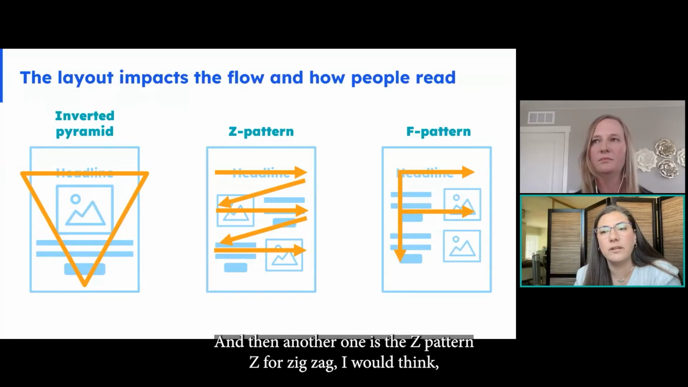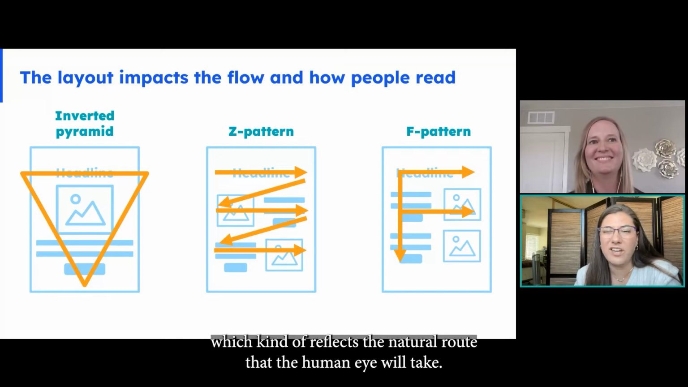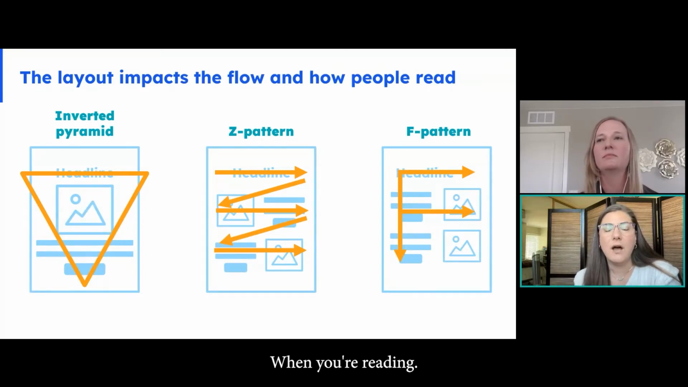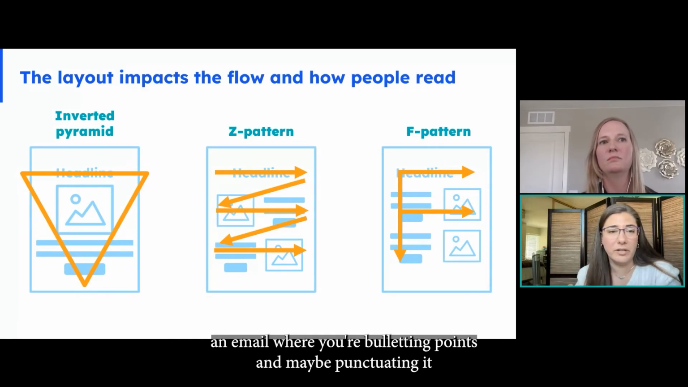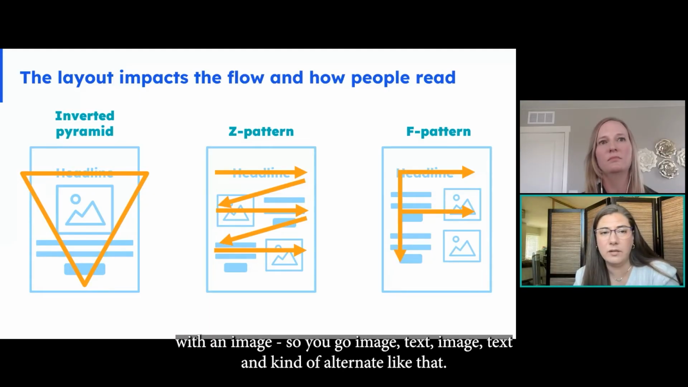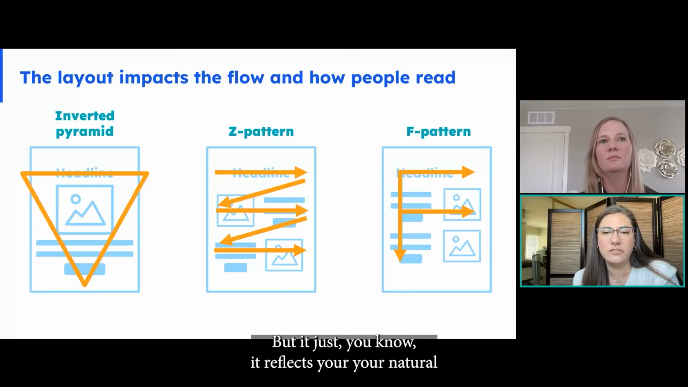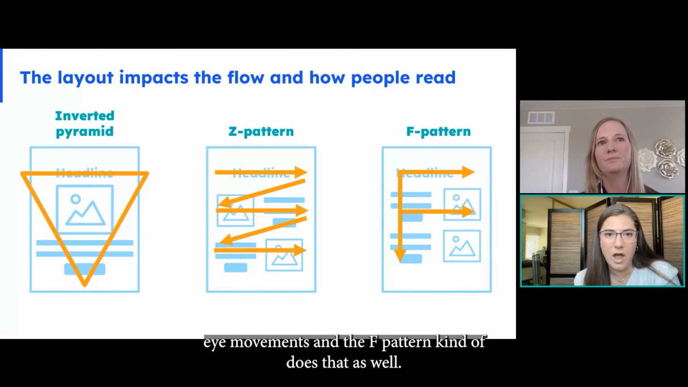And then another one is the Z pattern, Z for zigzag, I would think, which kind of reflects the natural route that the human eye will take when you're reading. It's better for emails that have minimal text, like maybe an email where you're bulleting points and maybe punctuating it with an image. So you go image, text, and kind of alternate like that. But it reflects your natural eye movements.